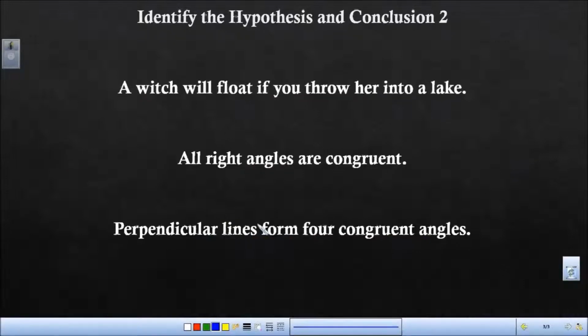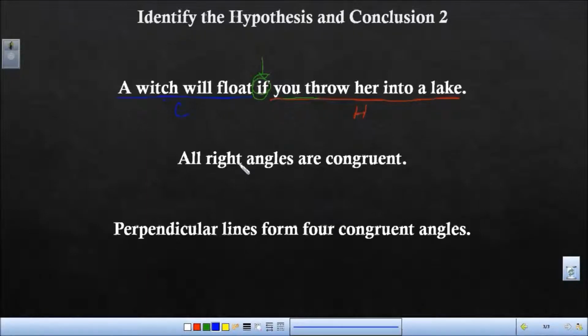So, more hypothesis and conclusion. Notice here that the word if is in the wrong spot again. It's in the middle instead of at the beginning. That means that the hypothesis is still after the if. The conclusion is still going to be this first part. What happens first? You threw her into a lake. And then what happened? She floated. Hypothesis, conclusion.